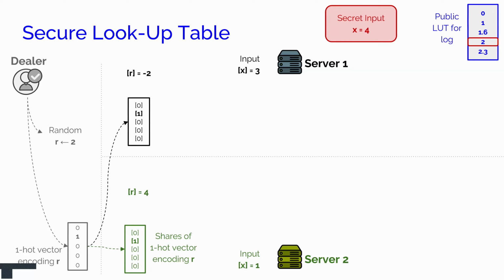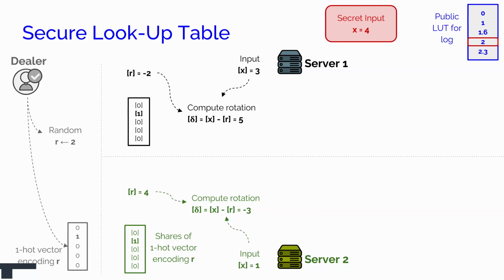From now on, the two servers can run an MPC protocol to evaluate the public lookup table. And here's how this works. They can subtract from their private shares of X the private shares of R, and compute these shares of delta. And then this delta can be made public because the random number from the dealer actually masks the private input. So this does not reveal anything about the input.